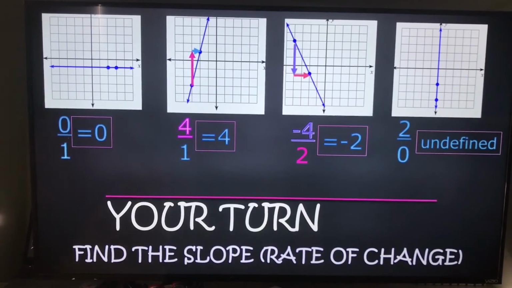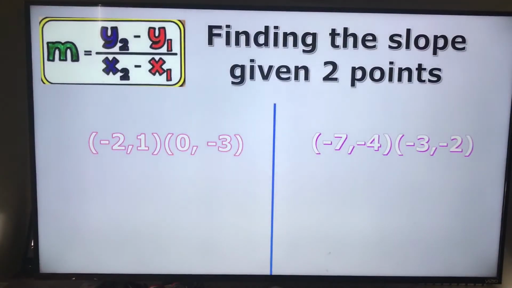So many of you might think that this is the easiest way to find slope. And in fact, it is. This is going to be probably your favorite way. But it's not always going to be the way because you're not always going to have the graph. Sometimes all you're going to be given is 2 points. Now, we're working with smaller numbers here, but there's times you're going to get larger numbers, and that's not as easy to just put on a graph and count up and over.